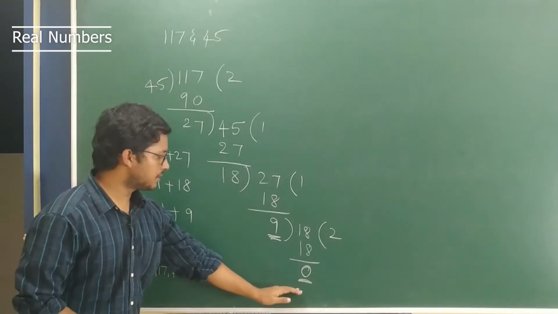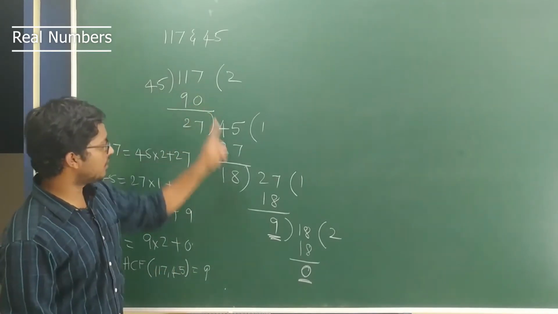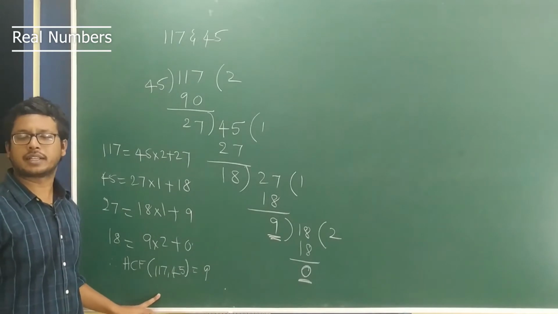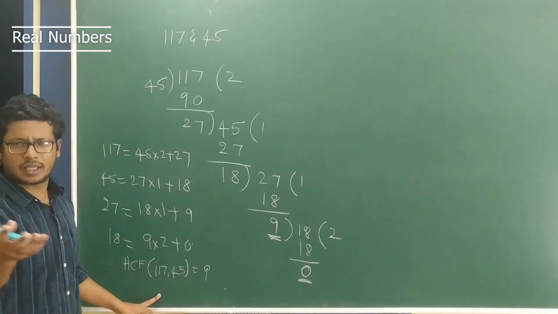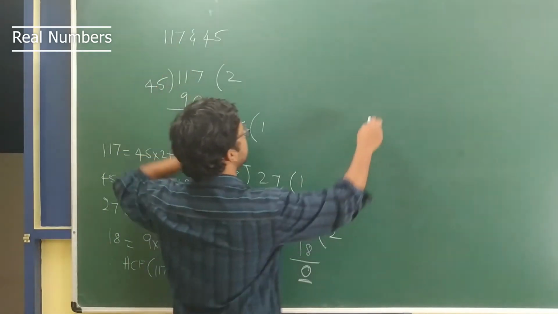So this method is a method of successive division. You don't have to write the steps individually, step by step. You can directly follow this one and write these steps. That is more than sufficient. Let's, for our sake, also try to learn the table method. So we'll start off with 45 and 117, right?